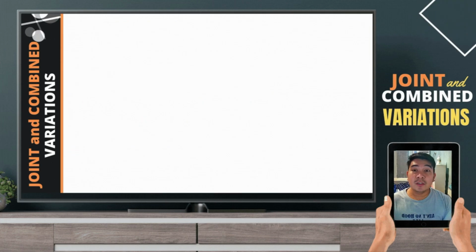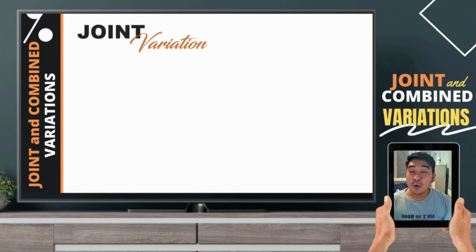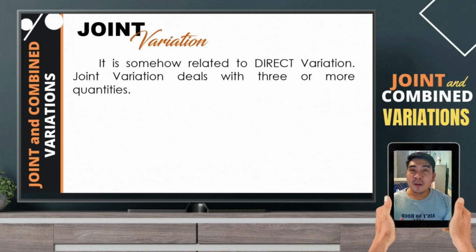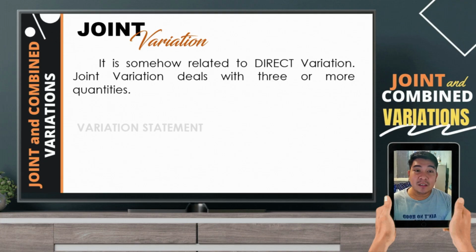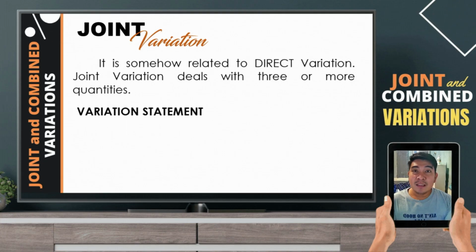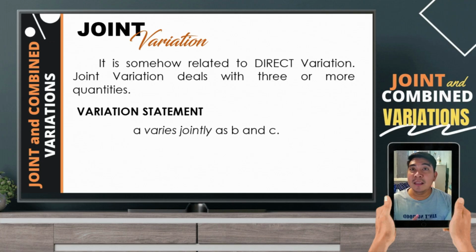Let us focus first our discussion on joint variation. So joint variation is somehow related to direct variation in a manner that we need to multiply. Joint variation deals with three or more quantities. The variation statement, an example of this is A varies jointly as B and C.